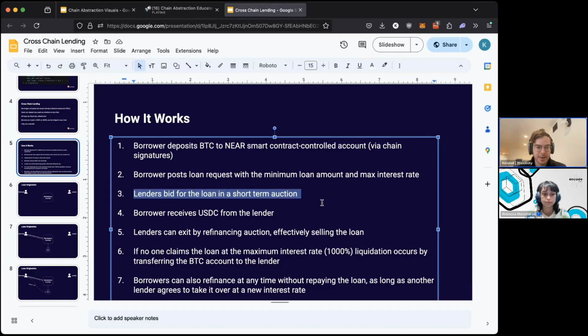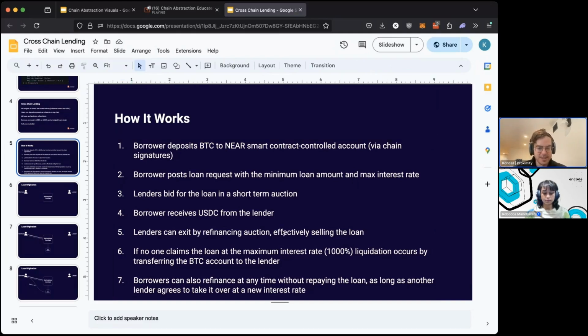Lenders can then bid for this loan in a short-term auction. The winner will put up the USDC and then the loan will immediately go into effect. The borrower receives the USDC and the lender has their collateral secured by the smart contract, which is protecting them from a decline in Bitcoin price. A lot of this is taken from the design that Blur used, because it's a creative way where the contract has no idea what the value of the collateral asset is, so it has to create a marketplace around the loan in order to protect lenders.